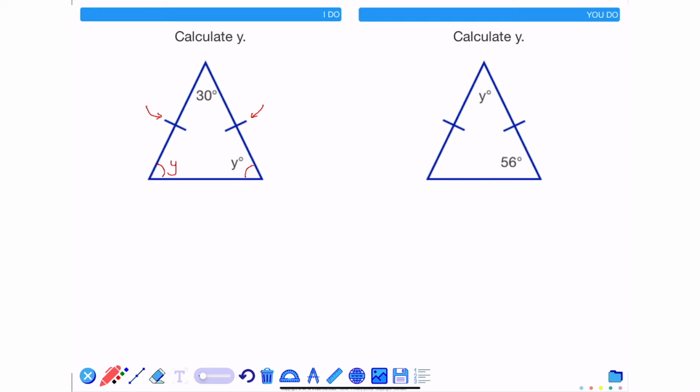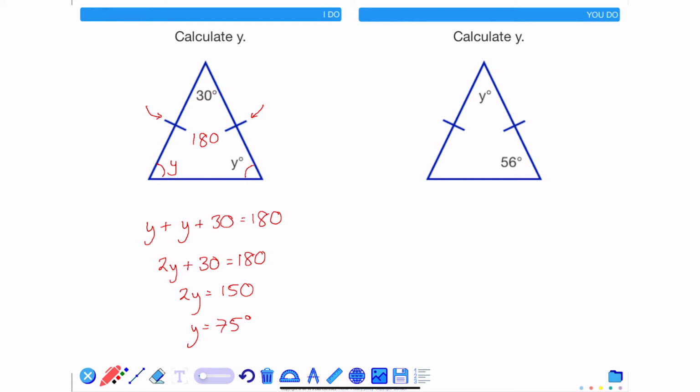In another video that I'll link here, we learnt that angles in a triangle add up to 180 degrees. So this means I can now form an equation that y plus y plus 30 will equal 180 degrees. Simplifying the left-hand side gives 2y plus 30 is equal to 180 degrees. And subtracting 30 from both sides leaves 2y as being 150, and dividing both sides by 2, y is equal to 75 degrees. So y is 75.